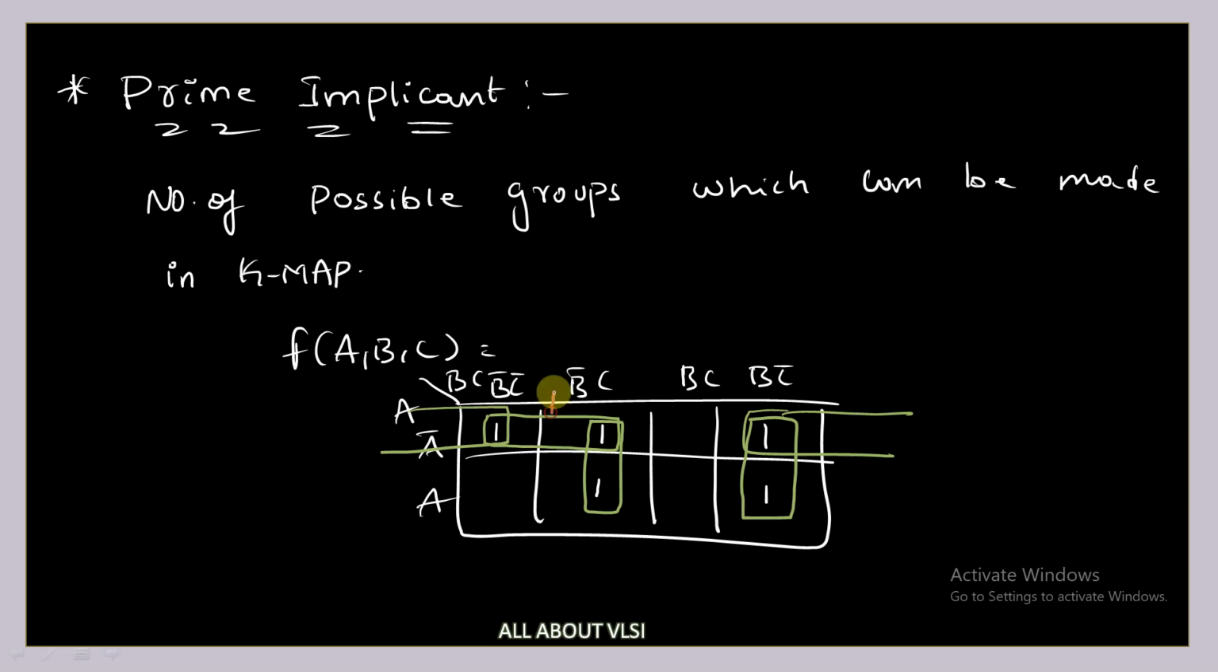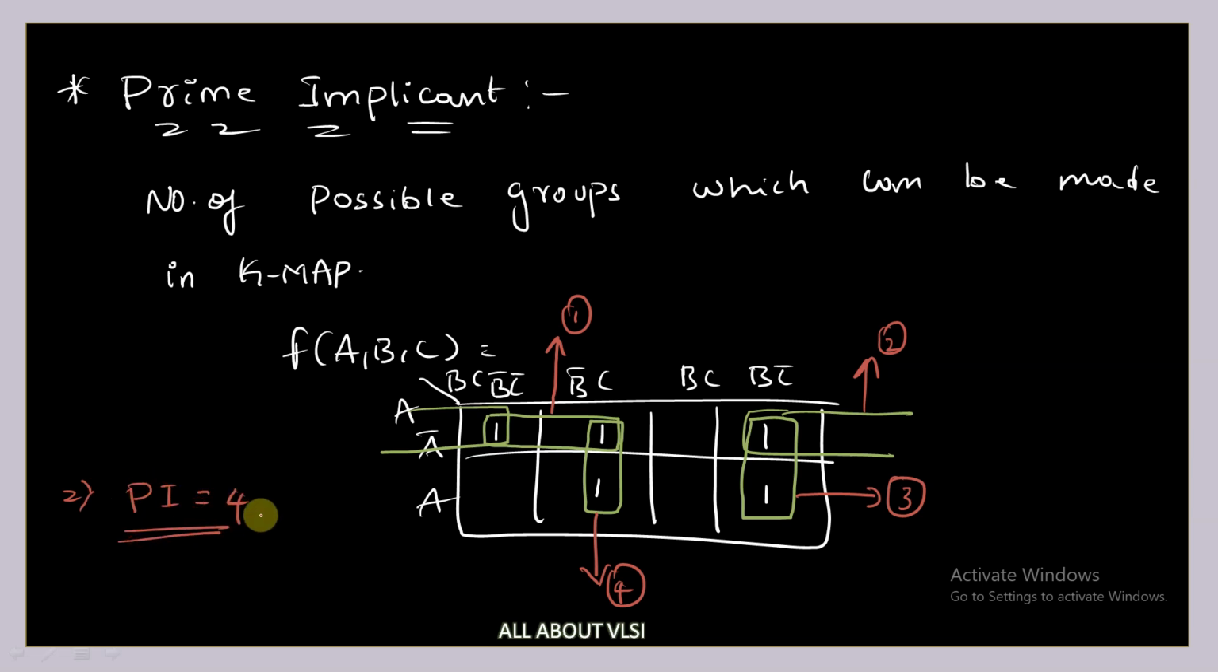So this is the first one, and this is second, and this is third, and this is fourth. So the prime implicants are nothing but four prime implicants possible. So PI is equal to 4. Is this clear? Yes or no in the chat box? How to find out the prime implicants, is it clear?